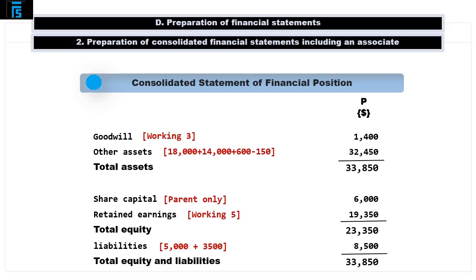Moving on to the equity section, the share capital of the group is always the same as the share capital of the parent, so €6,000. The group retained earnings total derived in working 5 was €19,350, giving an overall consolidated equity balance of €25,350. Group liabilities are simply the sum of the relevant P and S numbers, producing €8,500, which brings the balance of consolidated equity and liabilities to €33,850.